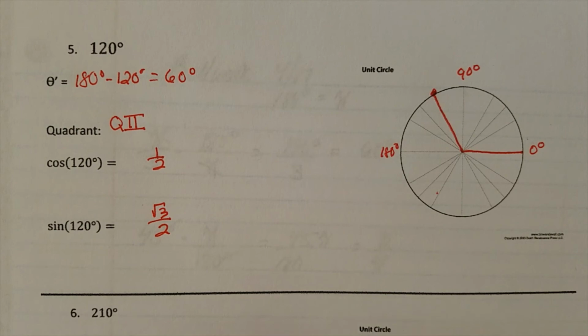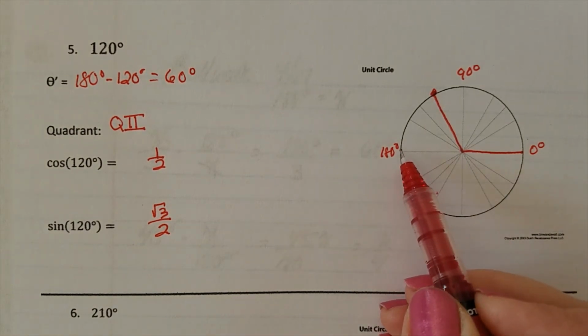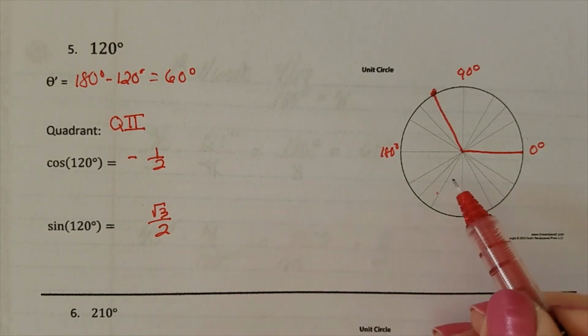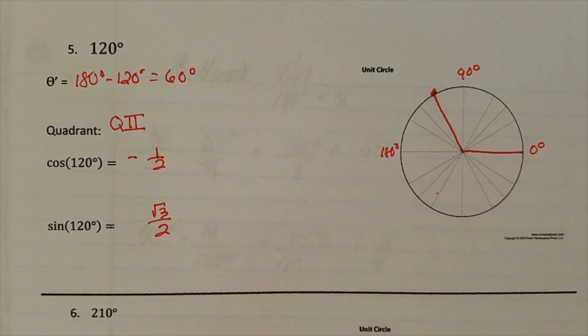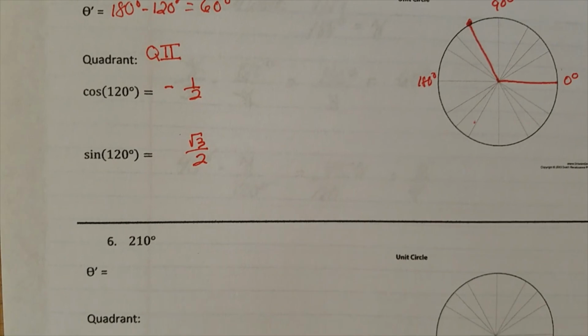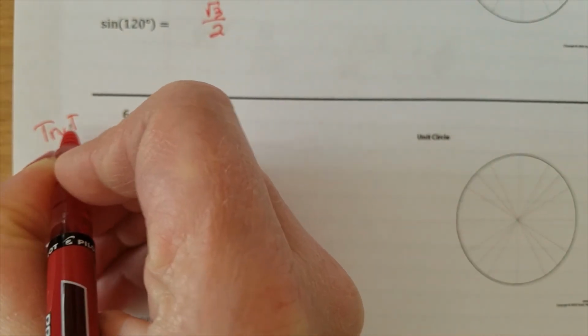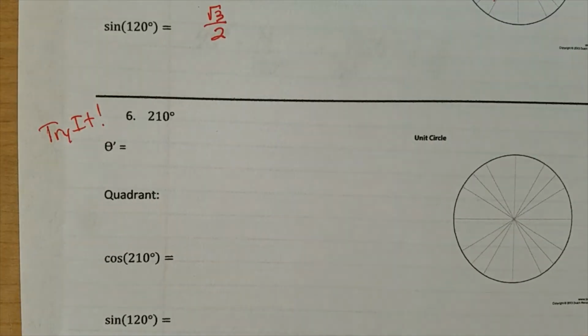And in quadrant 2, notice cosine is to the left of the y-axis, which means it is negative, and sine is above the x-axis, which means it is positive. Number 6, again, this one is going to be a try it. Look for that in your Microsoft Forms quiz.